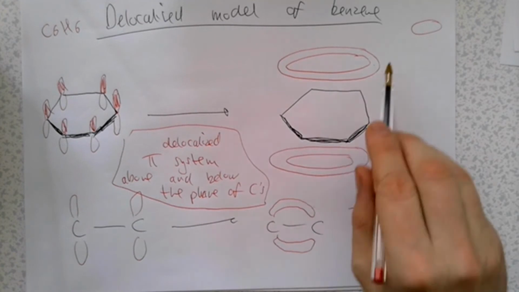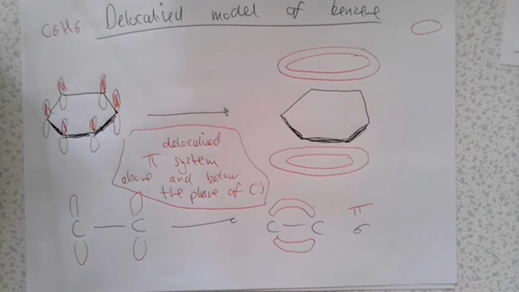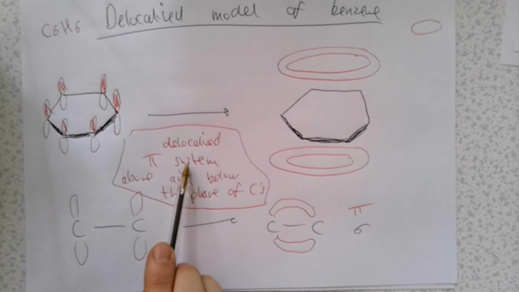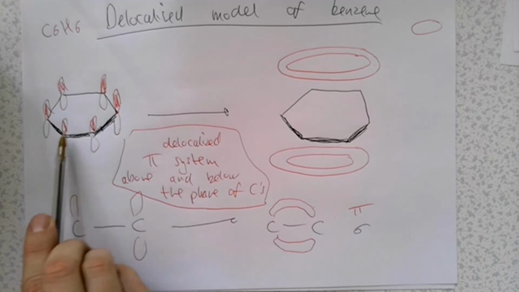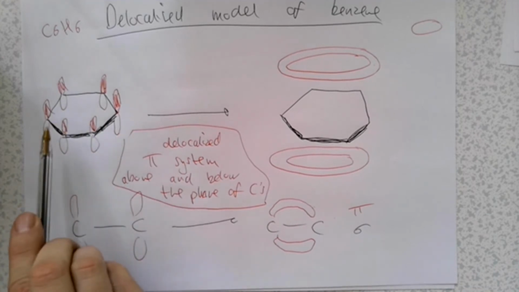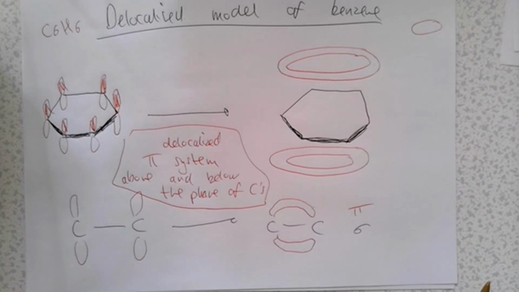Why is it delocalized? Because the electrons can go anywhere they want in these rings, so they're not stuck in one place, they're delocalized. It's a pi system, not a pi bond, because it's caused by more than 2 p orbitals. It's caused by 6. And clearly you can see it's above and below the plane of the carbons.